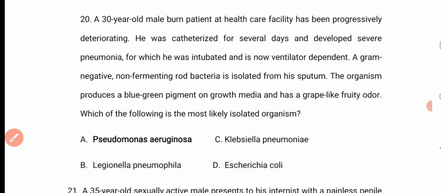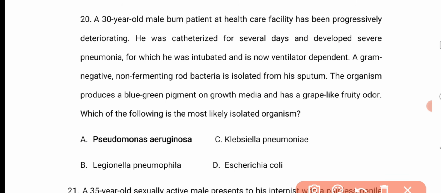The other one is a 30-year-old male burn patient at a healthcare facility who has been progressively deteriorating. So he was catheterized and developed severe pneumonia and was intubated, now ventilator dependent. So it indicates he is in the ICU, and a gram-negative non-fermenting bacteria is isolated from his sputum, and it produces blue-green pigment on agar media and has a grape-like fruity odor. Okay, which one is the most likely organism?